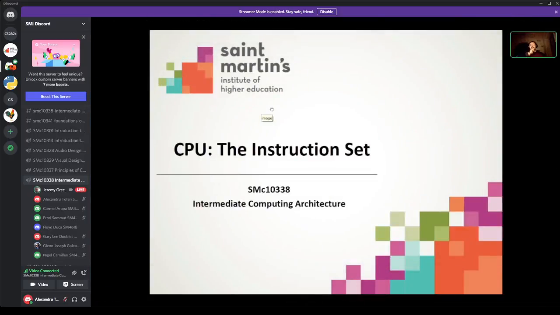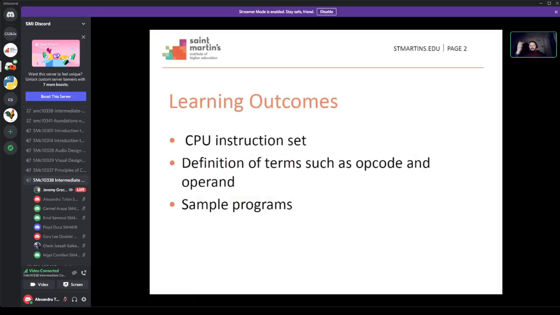Okay, this particular unit that we're going to be talking about is very, very important towards your assignment. In fact, in the next lesson that we're going to have together, I will be explaining your assignment, which has to do with the idea of the instruction set. Essentially, what we're going to be understanding is what makes up an instruction set.